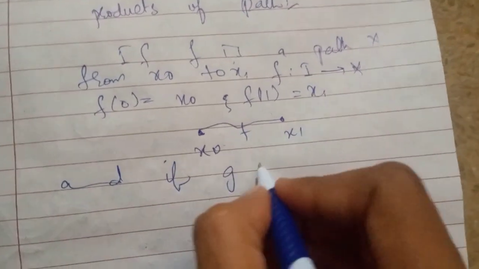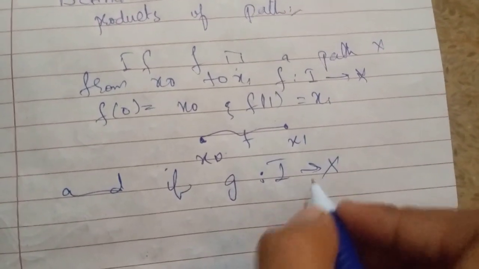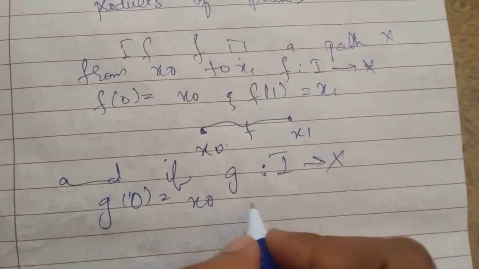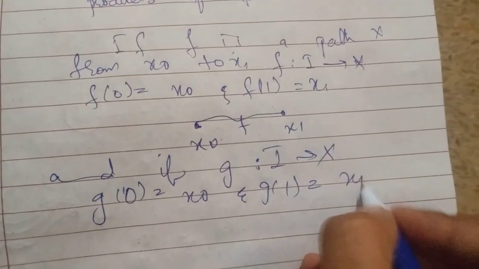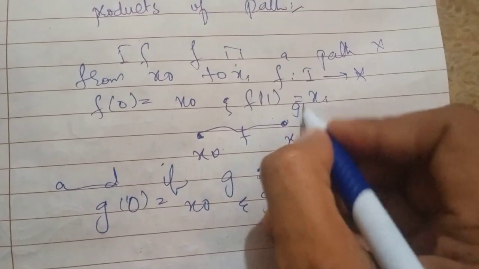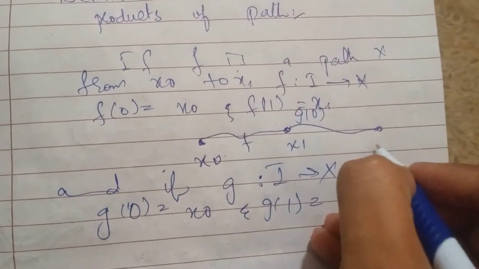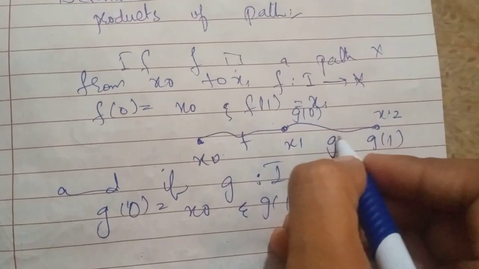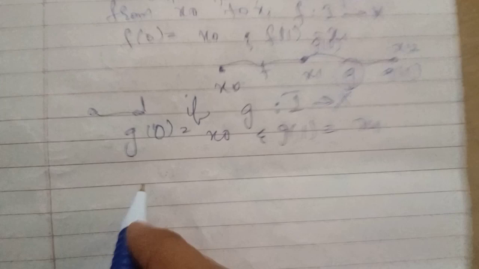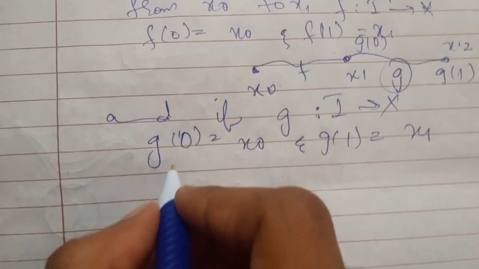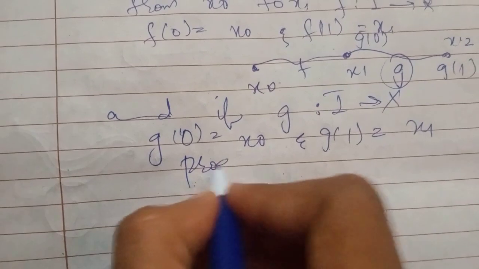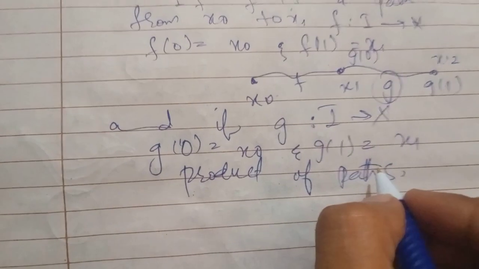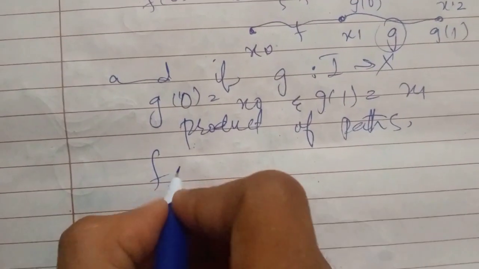And if g is another path from I to X, a continuous function from I to X, such that g of 0 is equal to x1 (this is f of 1 also) and g of 1 is equal to x2, this path is g. And then we will define the product of two paths. The product of paths is written as f star g.